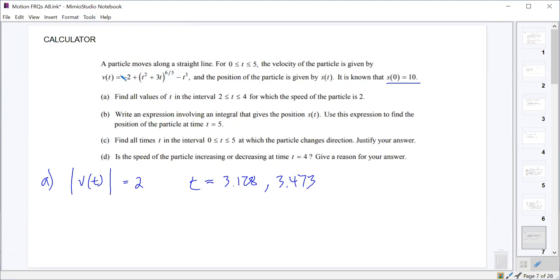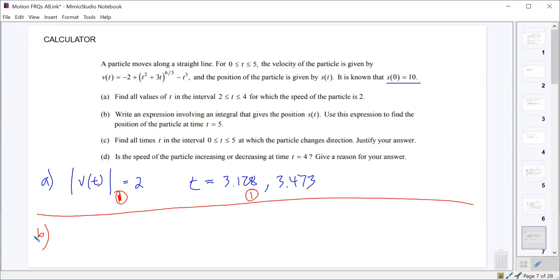Everybody good with that? Hopefully. Yes. Great. One point for setting up this equation, and you need to write the equation. You need to write the absolute value of v of t equals 2, and then you get that point, and then one point for the other values.